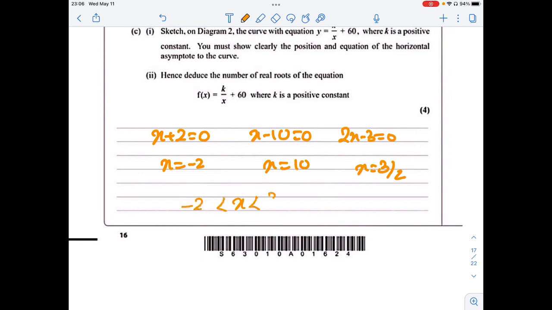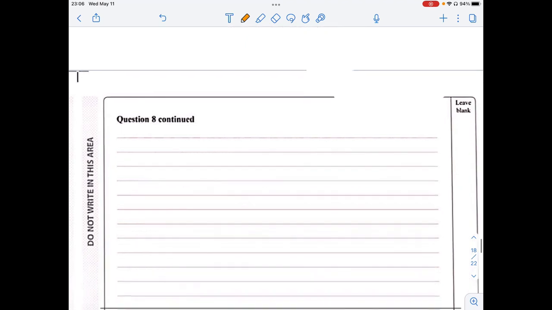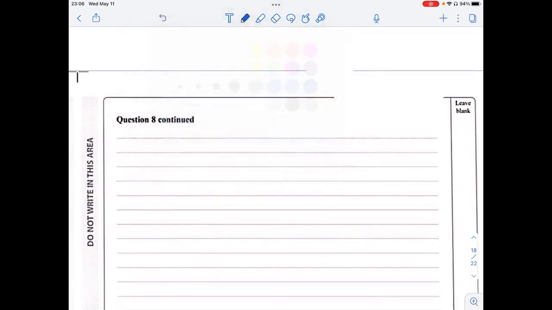Negative 2, 3 upon 2, and x is greater than 10. Expand f of x to the form 2x cubed plus ax squared plus bx plus 60, where a and b are the integers to be found. So we are expanding x plus 2 times x minus 10 times 2x plus 3, 2x minus 3.